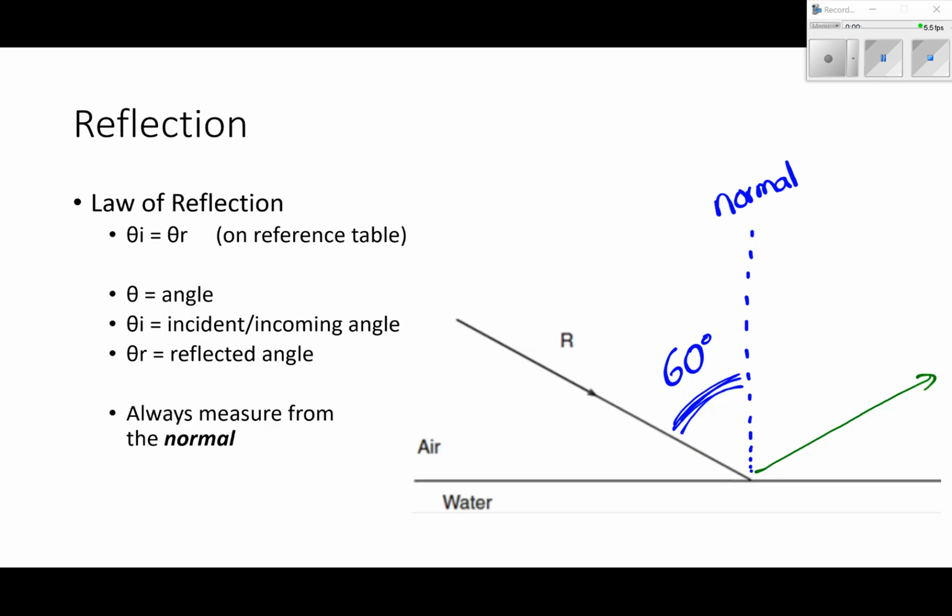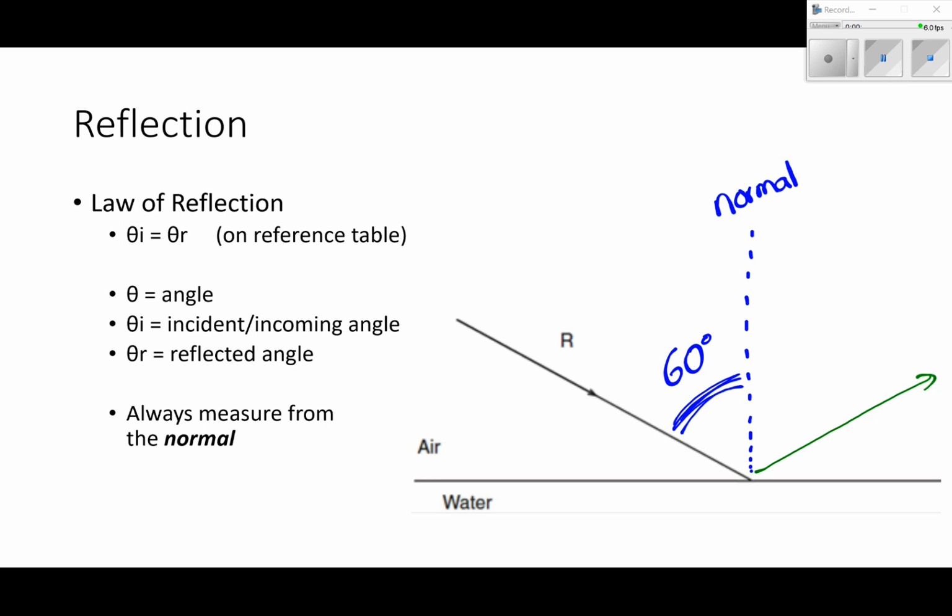Reflection, the law of reflection, theta I equals theta R. This is on the reference table. Theta is just what we use for angle. Theta I means incident or incoming angle, and theta R means reflected angle.